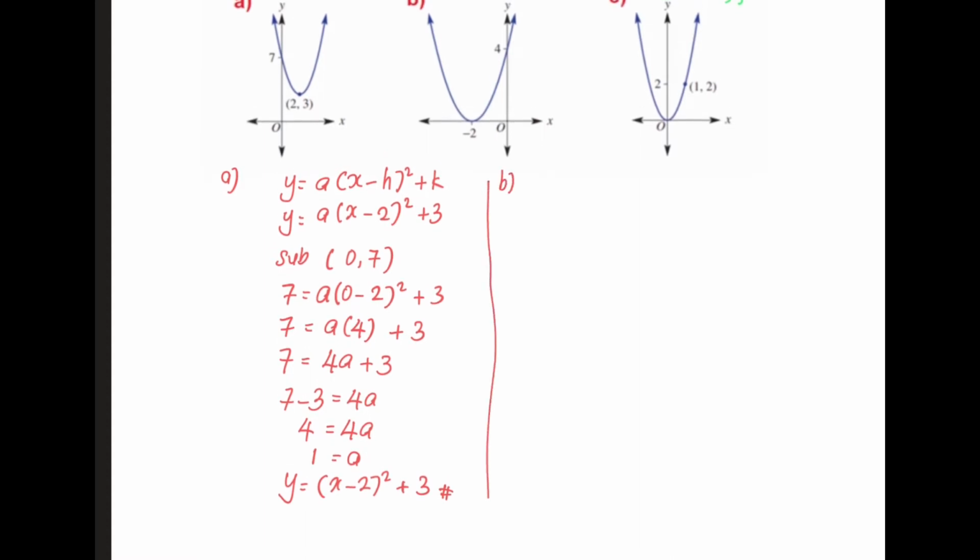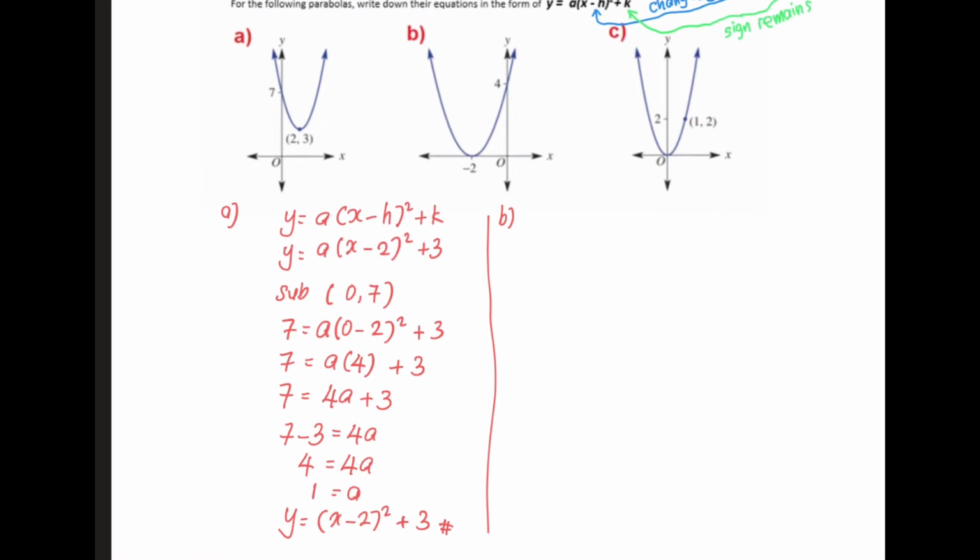Okay, B. So for this time we have the turning point minus 2, 0. Minus 2, 0. The y coordinate is 0. So now we put it into this quadratic function again.